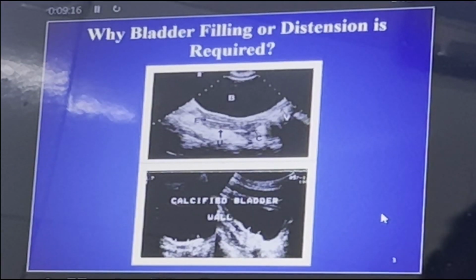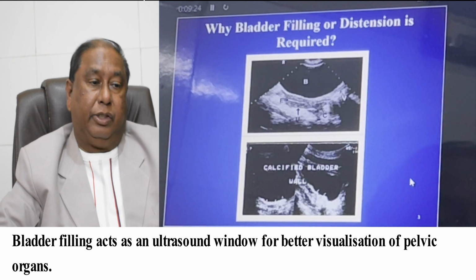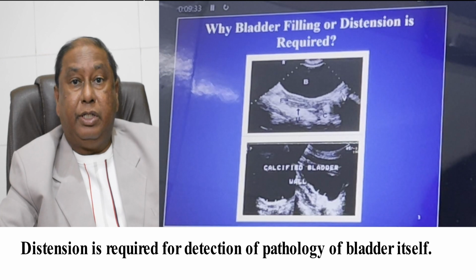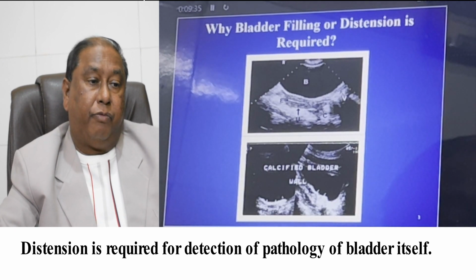The full bladder also acts as an ultrasound window, and there is better visualization of the pelvic organs. Distension is again required for detection of the pathology of the bladder itself. Without distending the bladder, you cannot see the pathology.